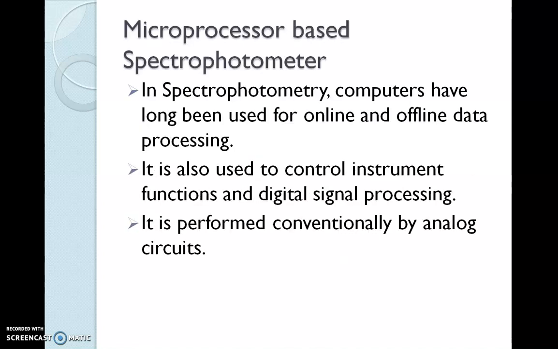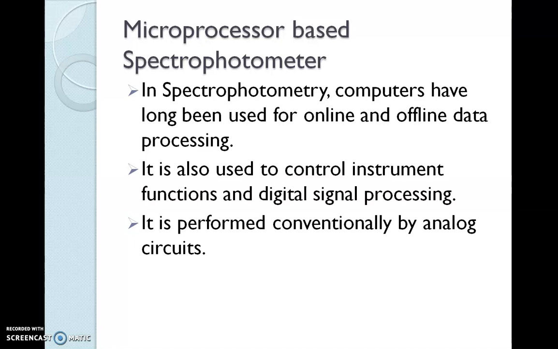Next we discuss microprocessor based spectrometers, which are an important type of spectrometer. In spectrophotometry, computers have long been used, especially for online or offline data processing. The advantage of the microprocessor based spectrometer is that its application has not only been limited to processing of data from analytical instruments, but also extended to control of instrument functions and digital signal processing, which had been performed conventionally by analog circuits.